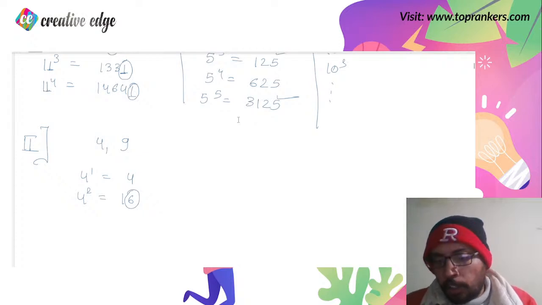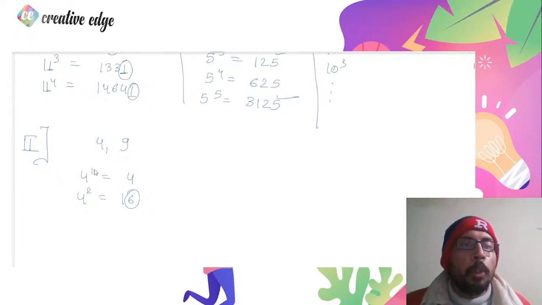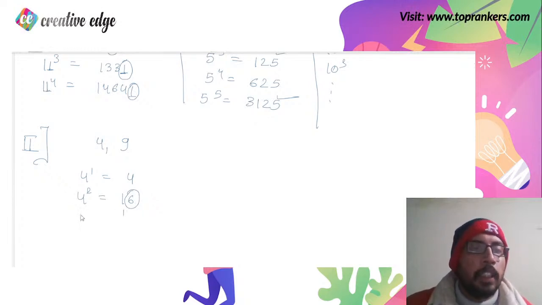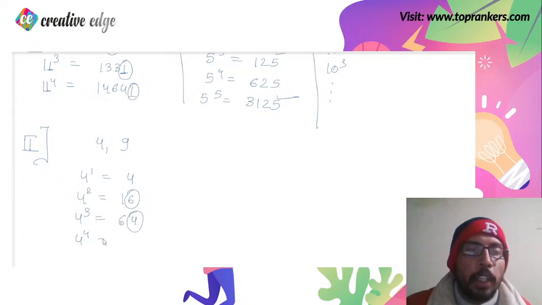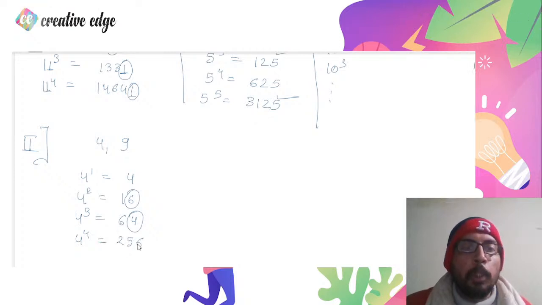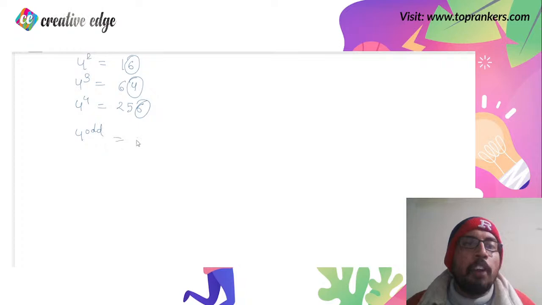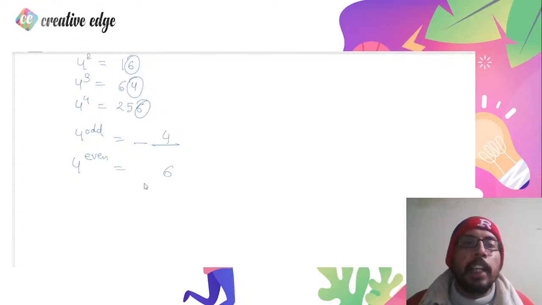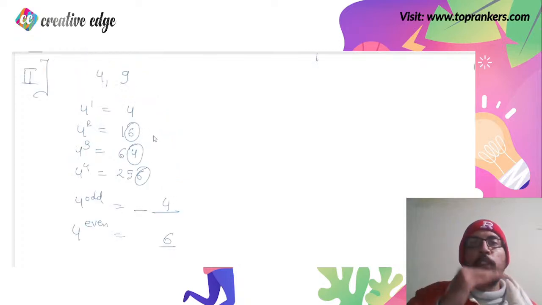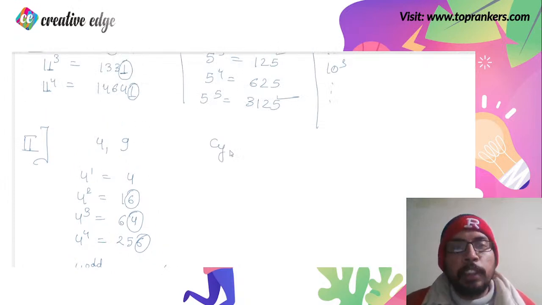I should also be checking if someone has a doubt or not. So I can see that 4 to the power 2 is 16, that is, unit place is 6. Then 4 to the power 3 is going to be 64, unit place is 4 here. 4 to the power 4 is going to be 256, unit place is 6. That means for every odd power of 4, I will be getting 4 at the unit place, and for every even power of 4, I will be getting 6 at the unit place. Alternately, I will be getting 4, 6, 4, 6, 4, 6 and it will keep on repeating. Hence I say that the cyclicity of 4 is 2.